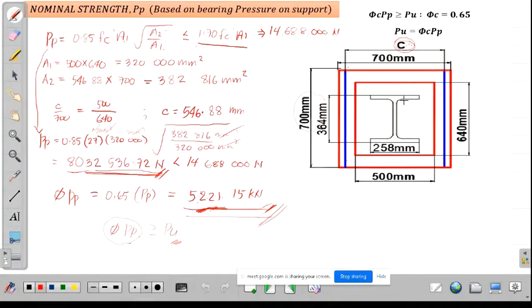So you have to solve both. When I say design, you have to solve both and then compare. So the answer is not the 5221. Compare also the answer based on the bending. So you will have a conclusion that since the value in bearing pressure is greater than, you explain the answer. That is what you will write during the quiz or activity or exam. Not just this one, because what I am asking is the design strength. So you have to solve both. Okay?